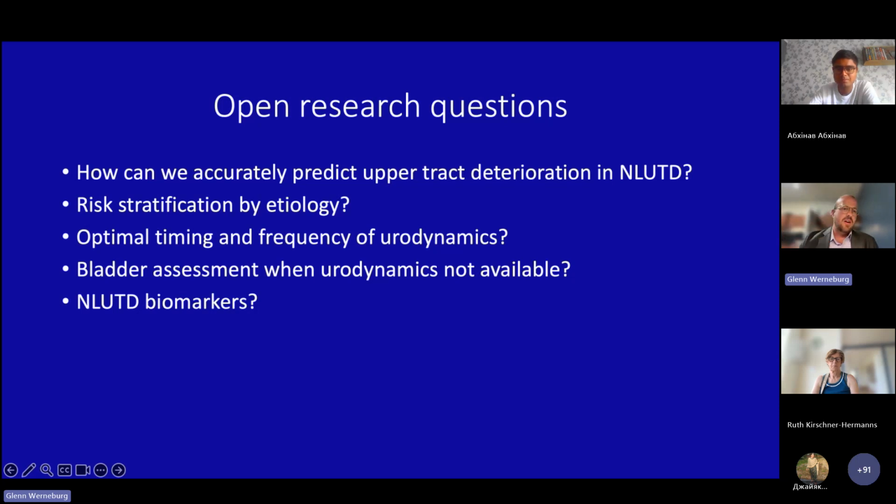And then what about biomarkers for neurogenic lower urinary tract dysfunction? This is something that we don't have available yet, and something that is being actively worked on by many different laboratory groups around the world. So exciting opportunities for the future. I appreciate everybody's time today, and I think we've got some time left for discussion. If anybody has any comments or questions, happy to discuss them.